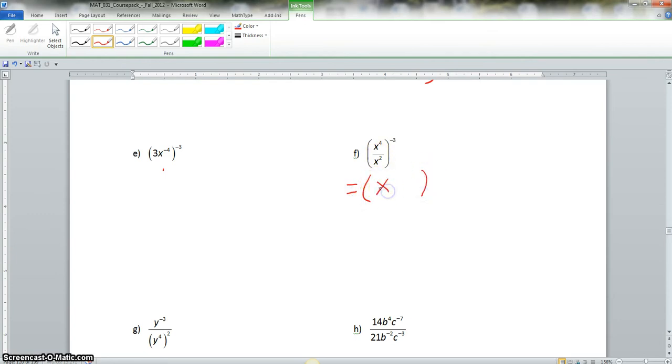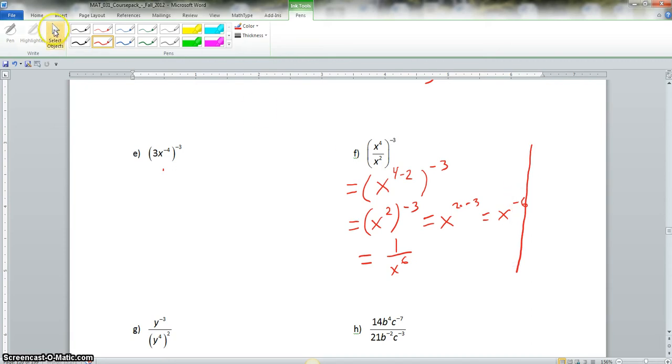So we know we will have x to the 4 minus 2, and that'll all be taken to the negative 3 power. So this would be x to the 2nd to the negative 3 power. Now we know when we have a power to a power, that'll give us x to the 2 times negative 3, which is x to the negative 6. And we know x to the negative 6 is just 1 over x to the power of 6. And that is your final answer. Now, what I'm going to do here off to the side, oh, and I went through that 6. Let me get rid of that really quick.